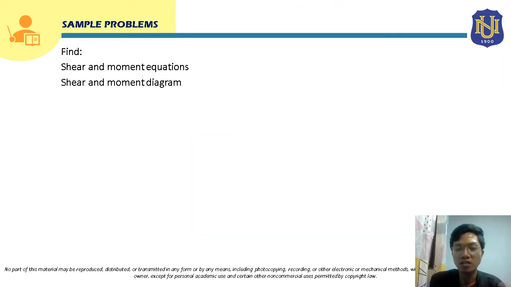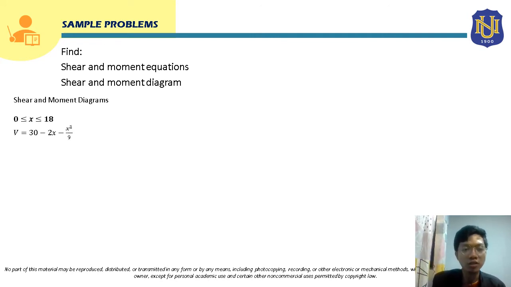After we establish the shear and moment equations, we can now construct the shear and moment diagram by plotting the equations. For the shear equation, we are going to solve the value of the shear at x equal to 0. For x equal to 0, we just substitute 0 to all the variables x here. So this will be 0, this will be 0. What will remain here is the 30 kips. So the shear at x equal to 0 is 30 kips.